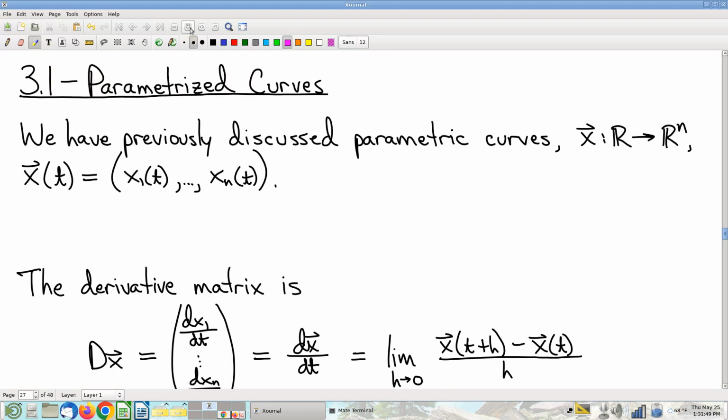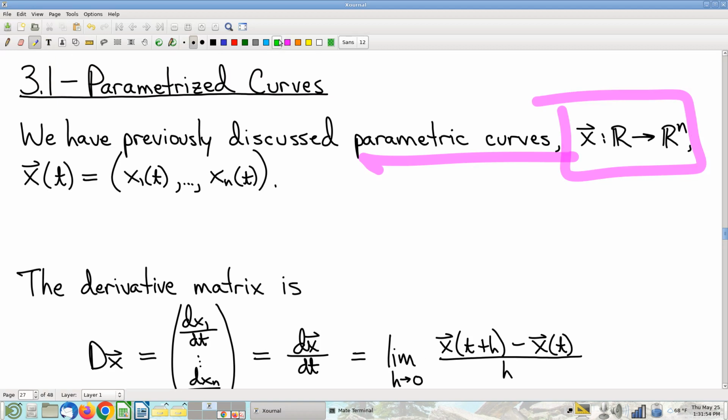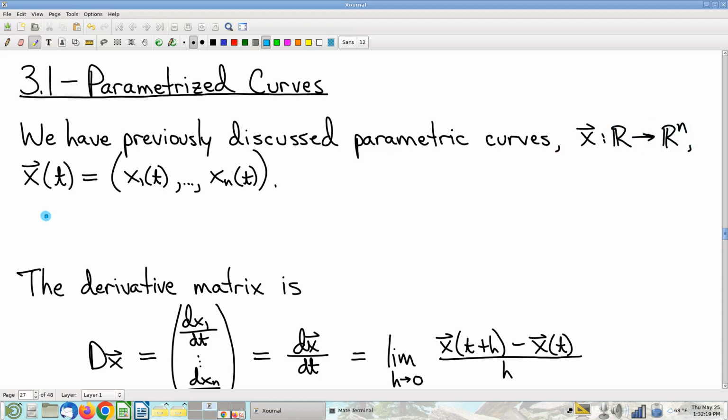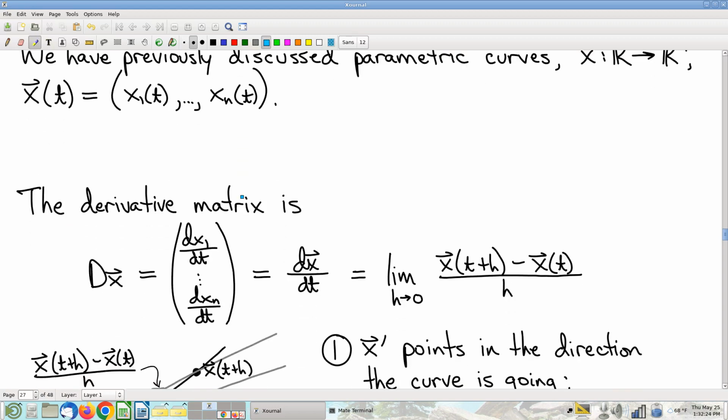Reminder, parametric curves. Right, a parametric curve gives position as a function of what I'm going to loosely call time. Right, so it's a vector valued single variable function. Isn't that cool? Vector valued single variable. Okay, and of course you might write it like this, for example. So let's write down its derivative matrix.